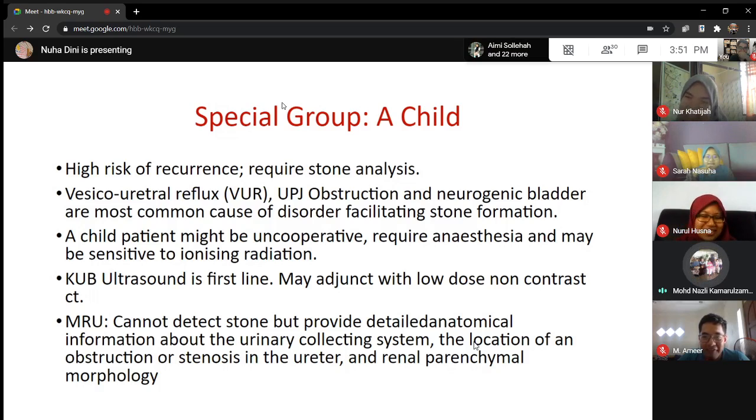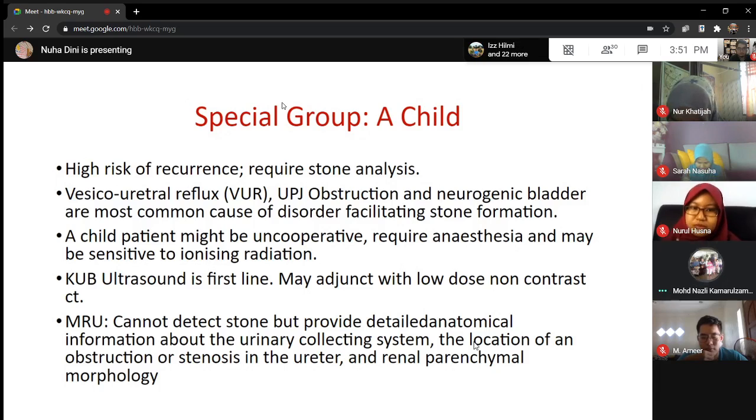MRI is the same as CT scan. They can give a contrast. First thing, you need to understand the imaging concept. Actually, when the patient has a solid organ, for example kidney or liver, you can straight away see the structure with a CT scan or MRI.